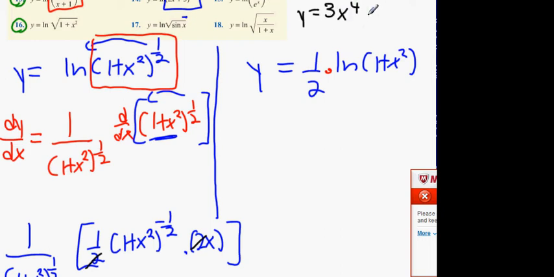3x to the power of 4, for instance, the 3 goes down right away, and then whatever the derivative of this part is is multiplied by it and you get 12x cubed. Now, some of you might be wondering why that works. Now here, I'm going to tell you why.